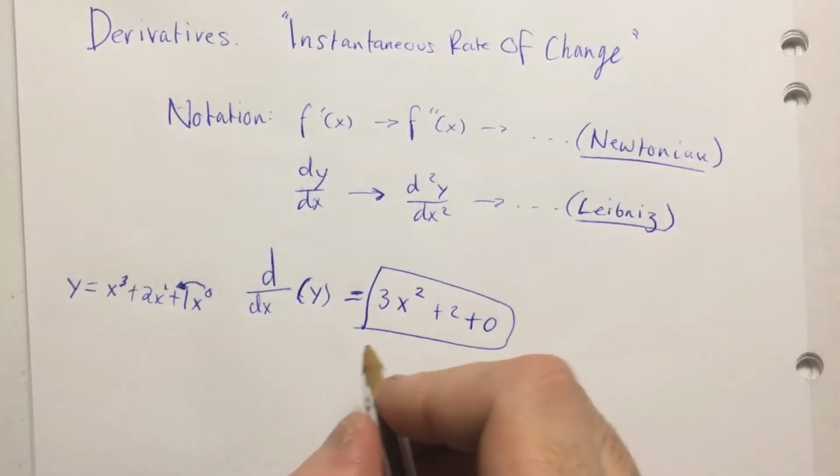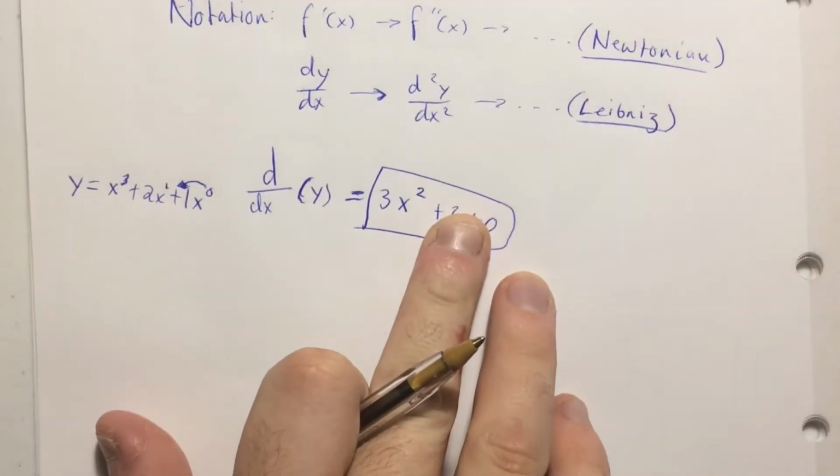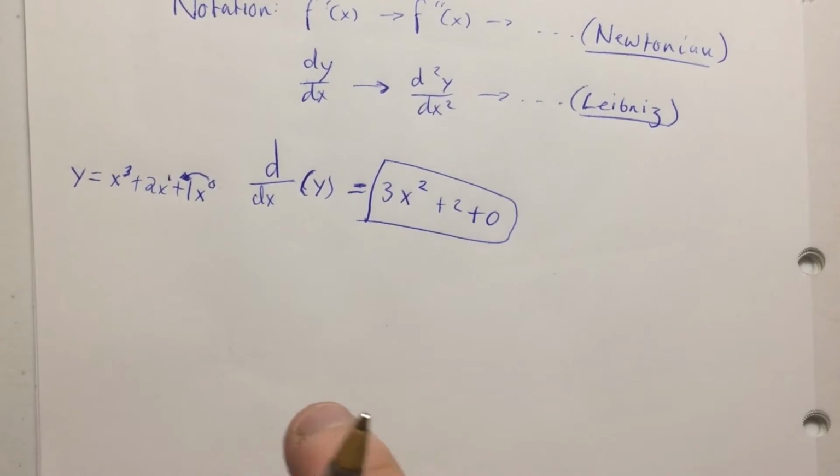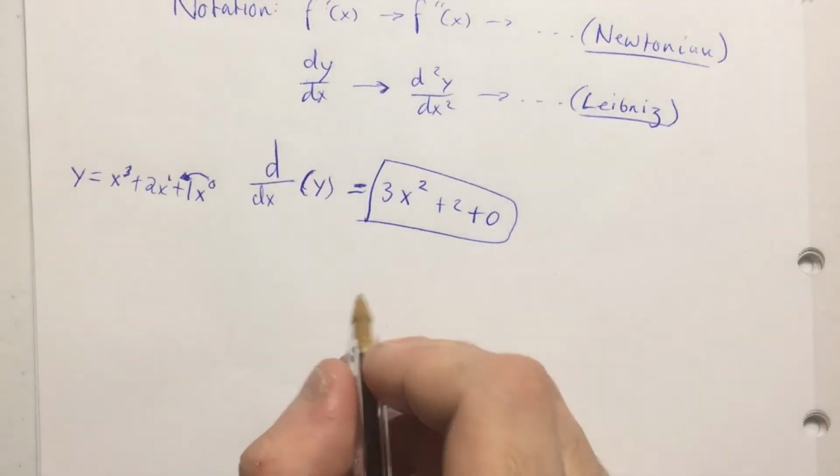In a few other examples, I'll explain how to use the other rules. I'll show you how to do one with the chain rule right now, actually.